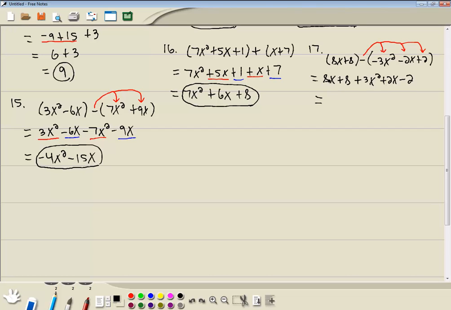Now we want to combine together like terms. Like terms, same variable, the same power. So put the x squared first, start with the largest power. We don't have any other x squared, so we don't need to worry about that. Here's an x, and here's an x. Well, 8x plus 2x gives us 10x. And here's an 8, here's minus 2. 8 minus 2 gives us 6. And that's our answer.